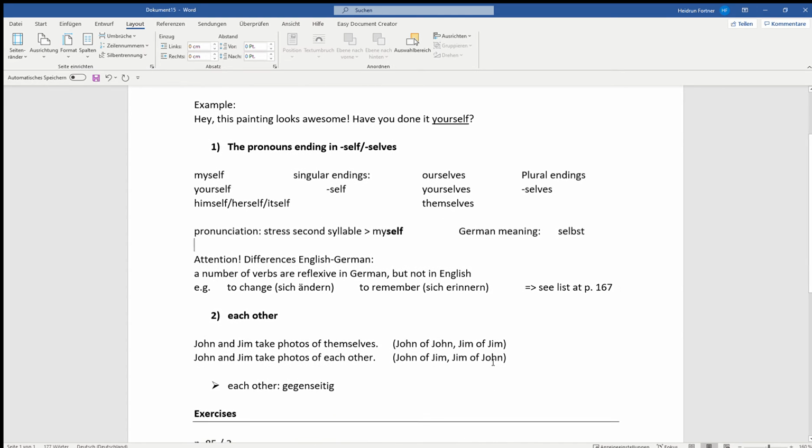Then there's a second part to that, each other. Now, if you have two sentences like John and Jim take photos of themselves and John and Jim take photos of each other. In the first sentence, John takes a photo of himself, so John of John, and Jim of Jim. So they're both taking photos, but not of the other one, okay? In the second sentence, John and Jim take photos of each other. This each other tells you that they're taking photos of the other one. So John of Jim and Jim of John. In German, each other means gegenseitig.